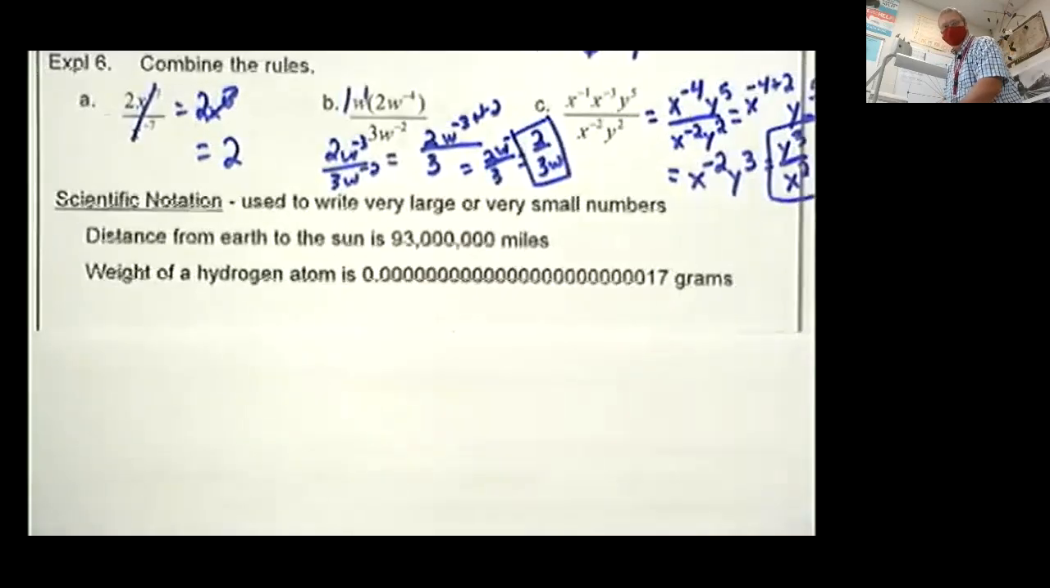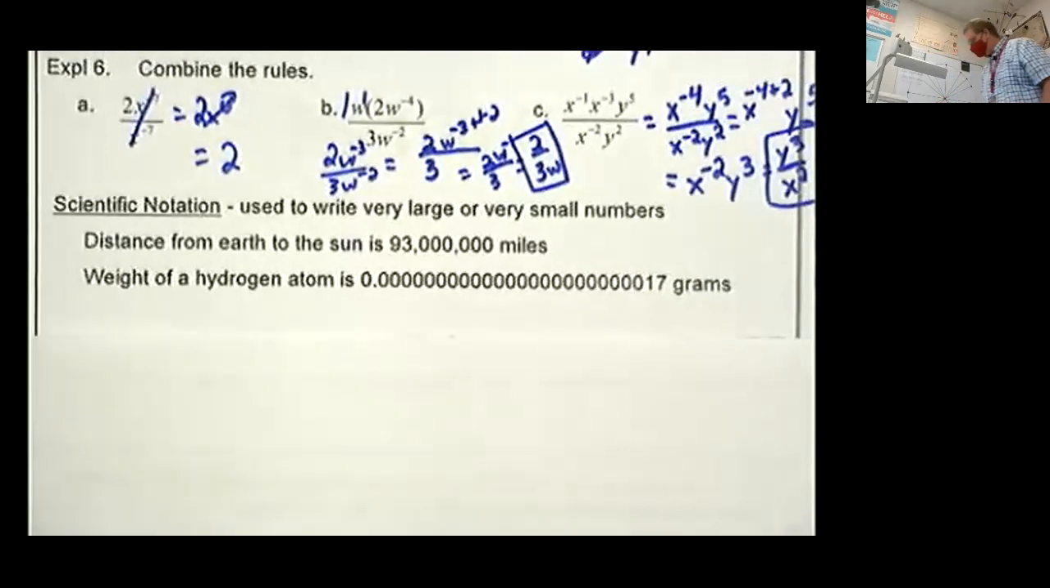Last thing to look at is scientific notation. Scientific notation is used to write very large or very small numbers. Distance from Earth to the sun is 93,000,000 miles. How do we write that in scientific notation?